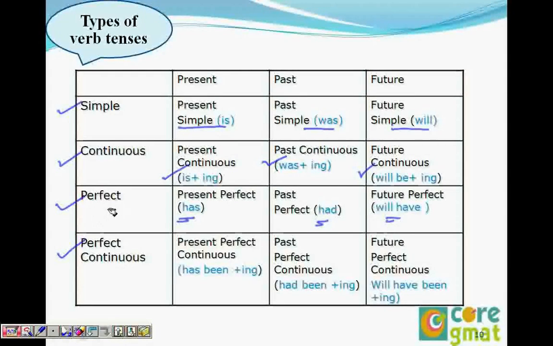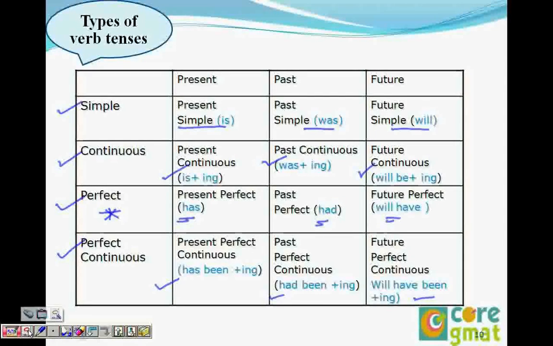I have seen people use has, have, had anywhere. So I guess this will be very important from any video's perspective. Then perfect continuous: has been plus ing, had been plus ing, and will have been plus ing. This will be perfect continuous.